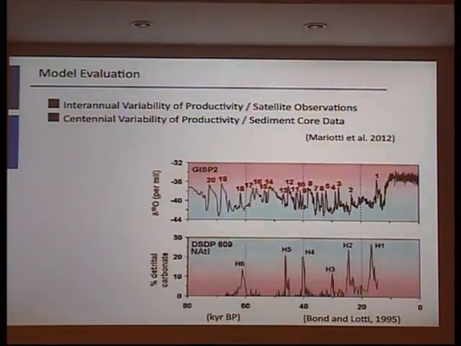Another way to evaluate the models is to turn to the past. And here we've used the centennial variability of productivity as recorded by sediment core. So for that we've focused on some specific events that are called Heinrich events. I don't know if all of you know what a Heinrich event is. So those events have been recorded in the past 100 kilometers here, so that's the present time. You go to the past on the left here.